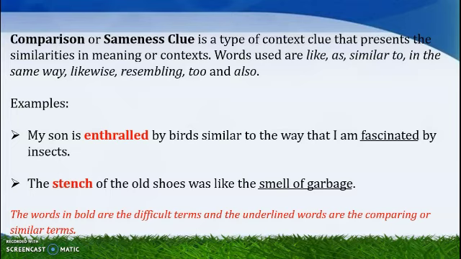The words in bold are the difficult terms and the underlined words are the comparing or the similar terms. For example, enthralled. The word enthralled is compared to the word fascinated. And the signal word that is being used is similar to. In here, the unfamiliar word is stench. And the word stench is compared to the word smell or smell of garbage. They have the same meaning. So that is the comparison or sameness clue.